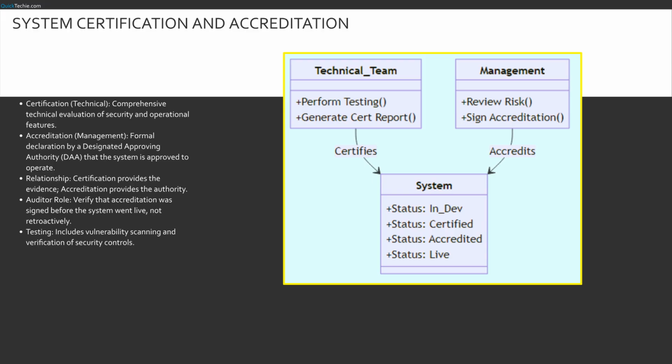This diagram separates the responsibilities. The technical team class on the left contains methods like perform testing. They interact with the system to change its status to certified. However, only the management class on the right has the method sign accreditation. They take the certified system and change its status to accredited. Only then can the system status move to live. This highlights the separation of duties.